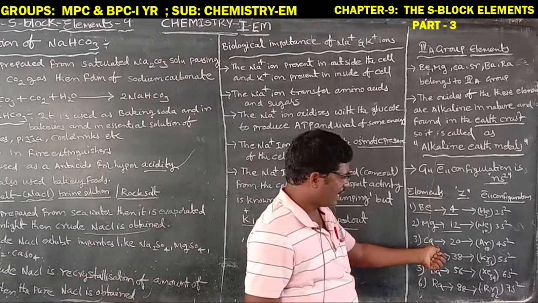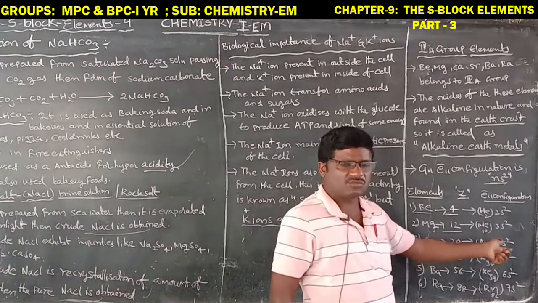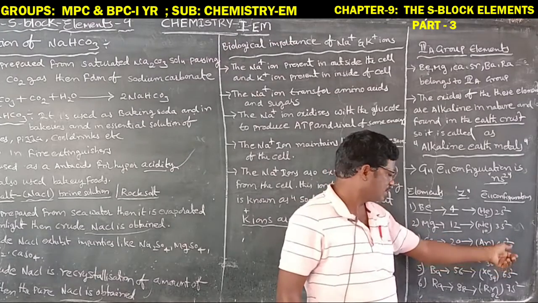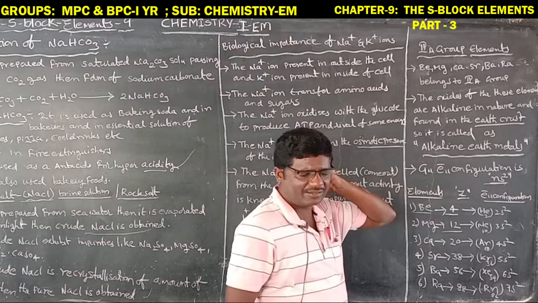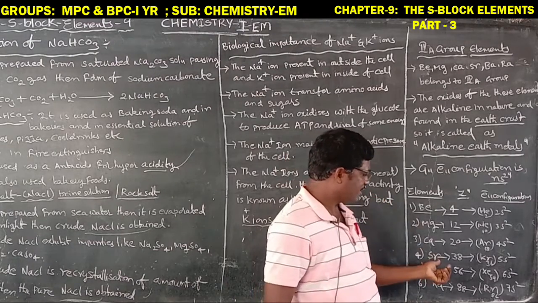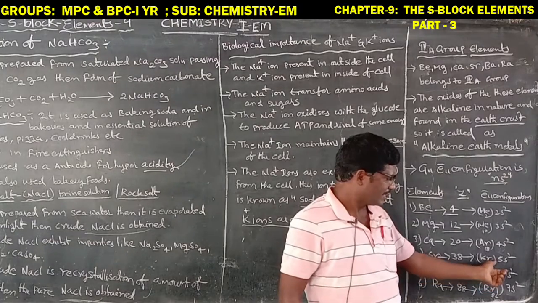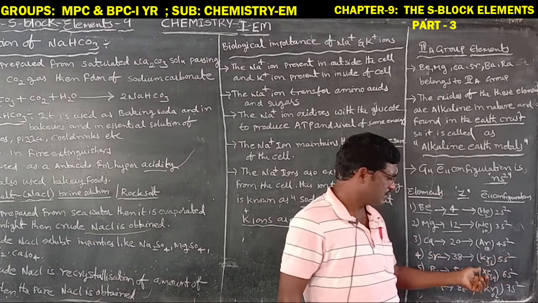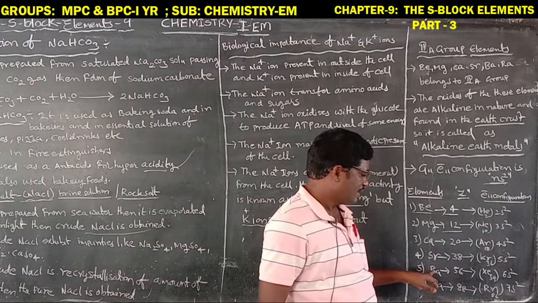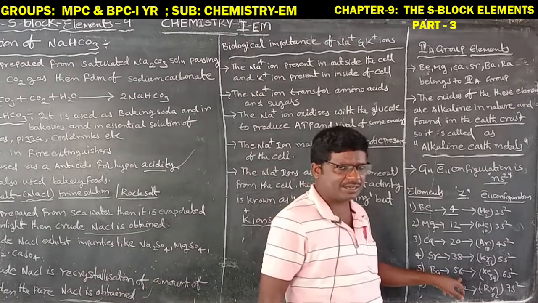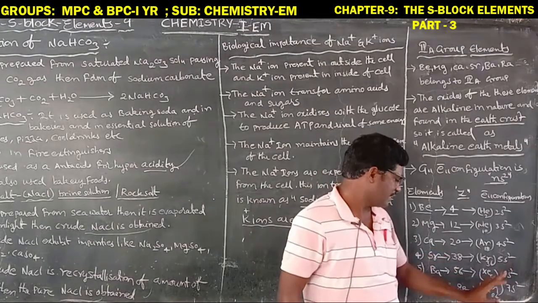Next, calcium, atomic number 20. Argon, atomic number 18, plus 4s2: 18 plus 2 is 20. Next, strontium, atomic number 38. Krypton, atomic number 36, plus 5s2, giving atomic number 38. Next, barium, atomic number 56. Xenon, atomic number 54, plus 6s2.